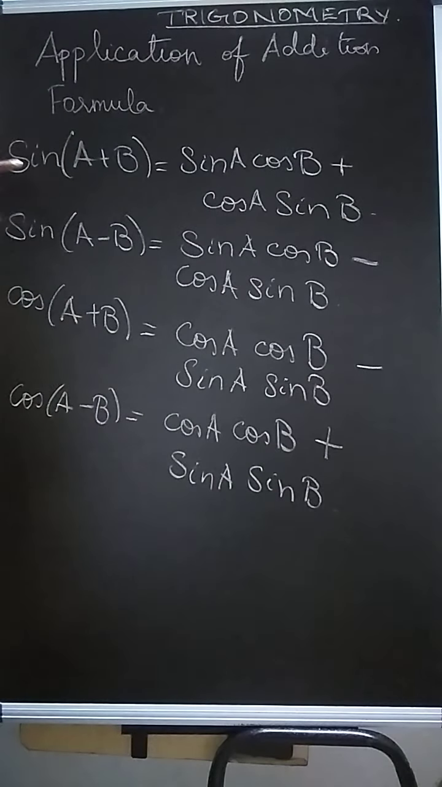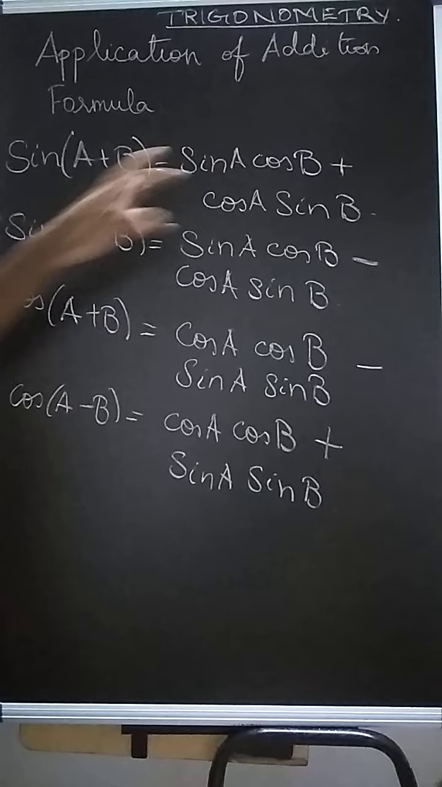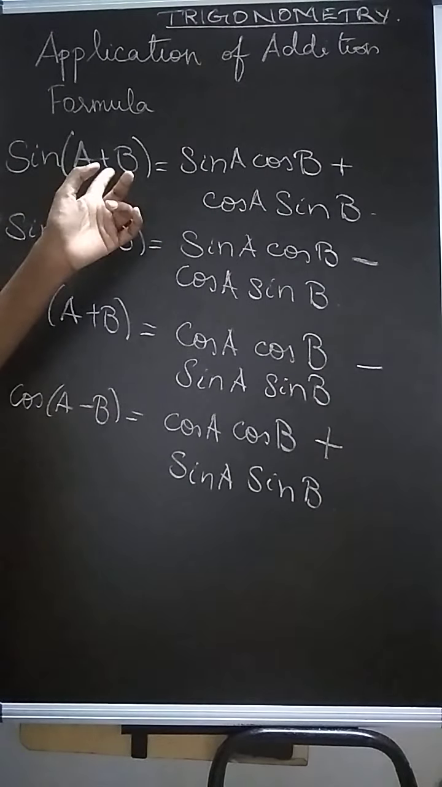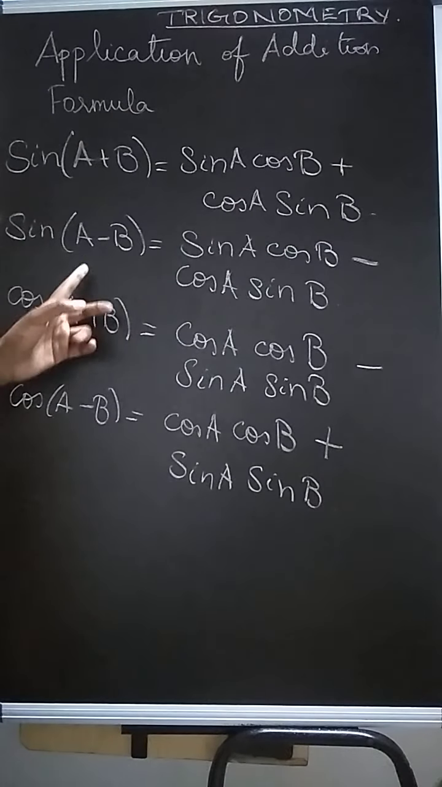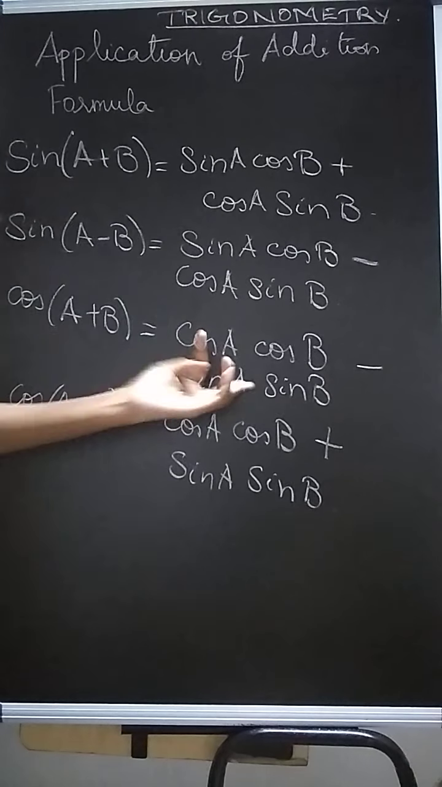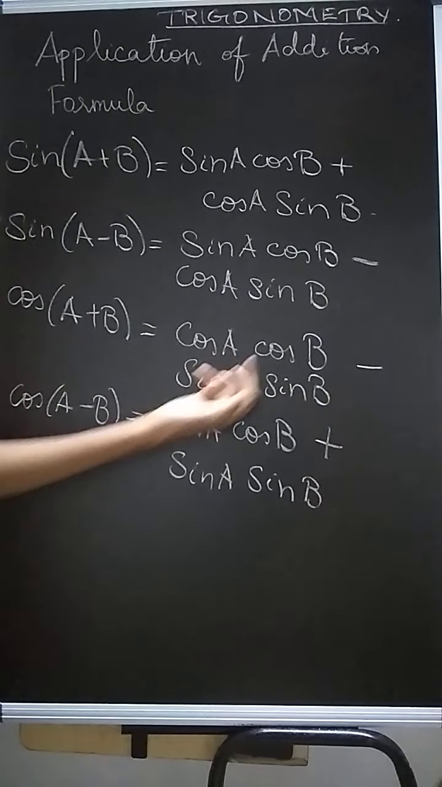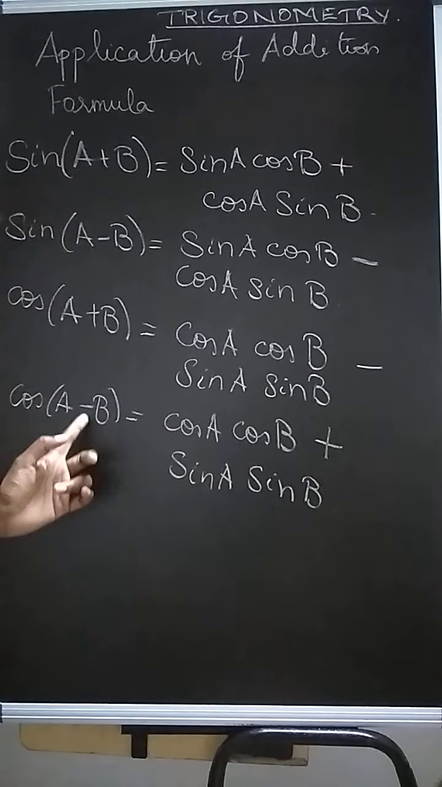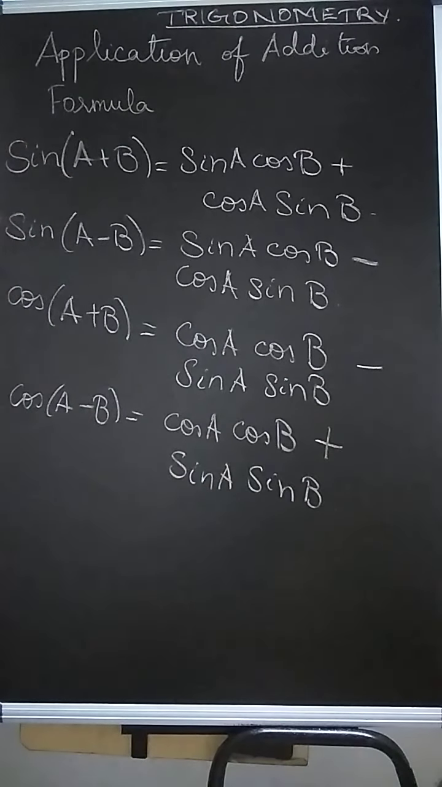So remember like this: when sin is coming, you will write different angles, sin A cos B, cos A sin B. Here plus is there, here also plus. Here minus is there, here minus. Now for cos, you will write the same angles, cos A cos B minus sin A sin B. Here plus is there, so you will put minus. Here minus is there, so you will put plus. Now just remember these four formulas so that you can derive 8 more formulas like this.